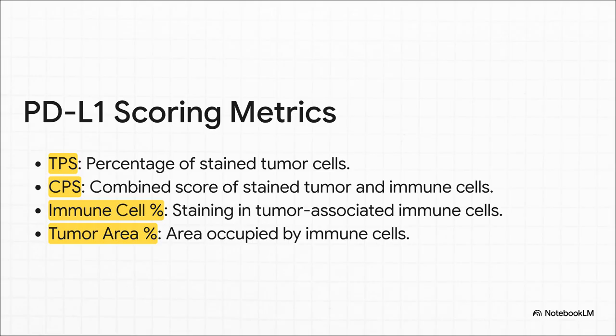You've got your tumor proportion score, or TPS. That's just the tumor cells. Then you have the combined positive score, or CPS, which includes immune cells too. And there are others as well. The point is, you have to report them distinctly. An oncologist should never have to guess which one you mean. It's precision, baked right in.